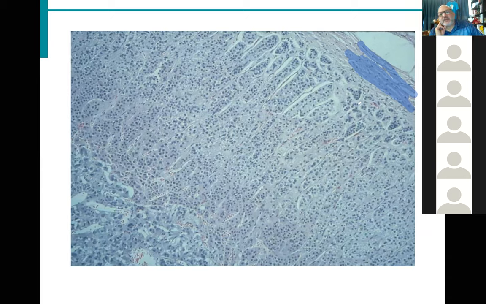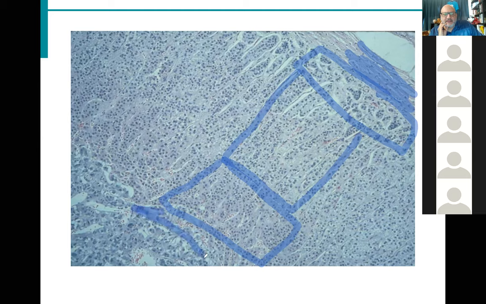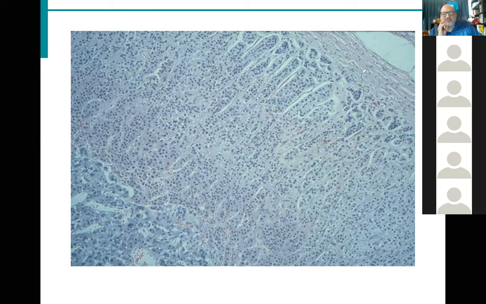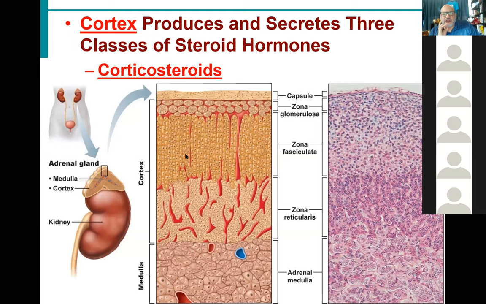But what's nice about this higher magnification view is you can see the globular portion that is the zona glomerulosa. You can see the more linear portion of the zona fasciculata. You can see the more mesh or web-like portion that is the zona reticularis. And then here we see the medulla down here below it. So again, especially when you see the entire cortex together, it is a little easier to distinguish those distinct regions.